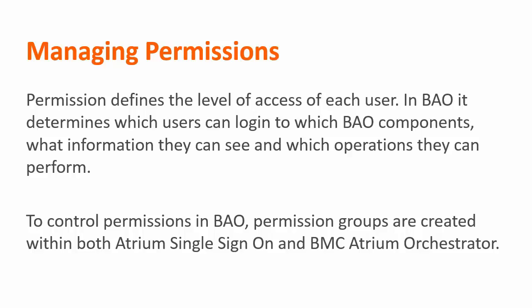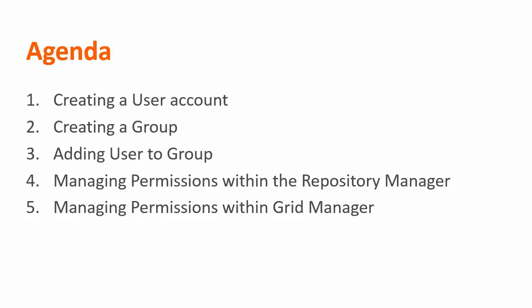In BAO, permission groups are created both within Atrium Single Sign-On and BMC Atrium Orchestrator components, that is, the Repository Manager and the Grid Manager. By the end of this video series, you'll be familiar with creating users and groups, assigning user to existing group, and lastly, managing permissions within Repository Manager and the Grid Manager.